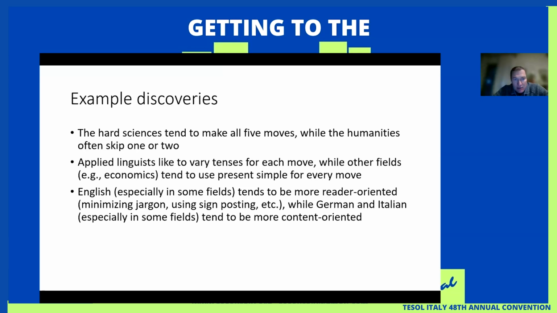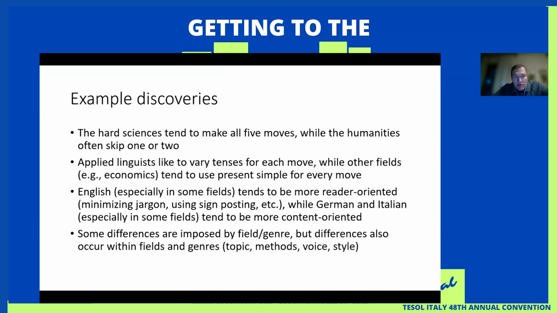In German and Italian, especially in some fields, and also in English in some fields, it tends to be more content-oriented, where only an expert, not just an expert in economics, but an expert in, I don't know, econometrics used to apply to the Italian macroeconomy. So sort of like really niche fields within fields. Oftentimes it's very content oriented, and it's only accessible to not just experts in the field in general, but the people who are experts on that specific topic.